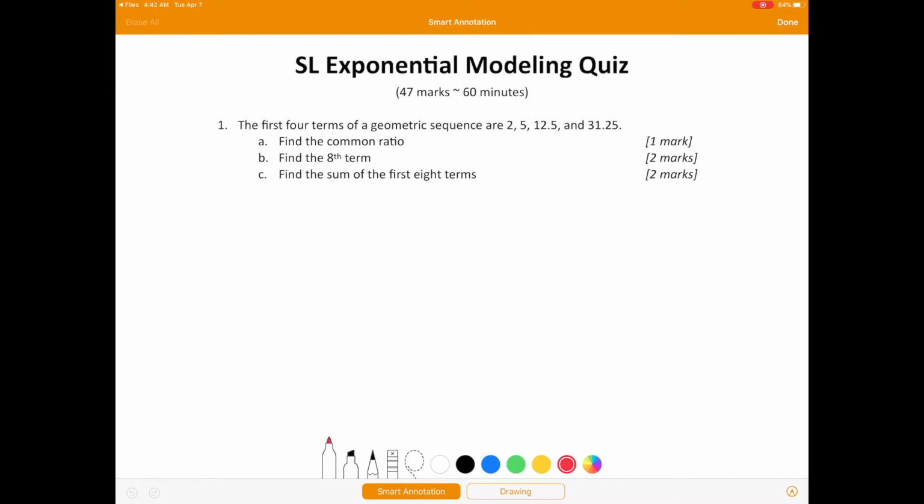All right, so here we go. SL Exponential Modeling Quiz, question number 1. The first four terms of a geometric sequence are 2, 5, 12.5, 31.25. So first, find the common ratio.